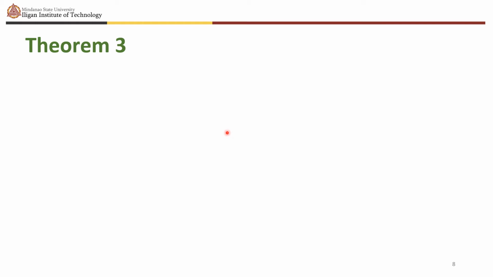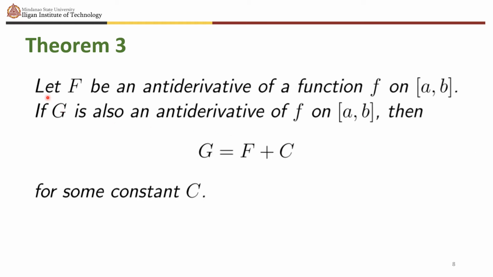Theorem 3, we have the following. If we let F be an antiderivative of a function f on AB, and if G is also an antiderivative of f on AB, then G is equal to F plus c for some constant c. In other words, if F and G are antiderivatives of f, then F and G differ only by a constant.